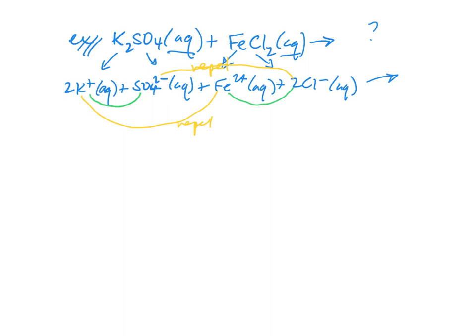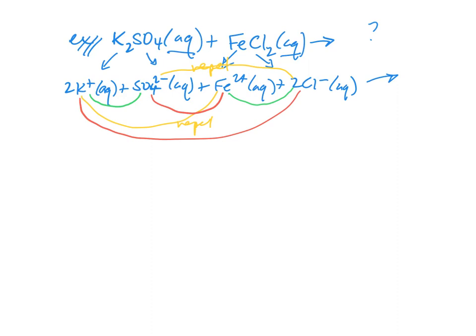Those two collisions would be the possible collision of K plus and Cl minus, and the collision of SO4 2 minus and Fe2 plus. So let's think about those a little bit logically, and then as we go through this and talk about net ionic equations in the next video and a little bit in this one, we'll talk about this concept of solubility rules and how it applies.